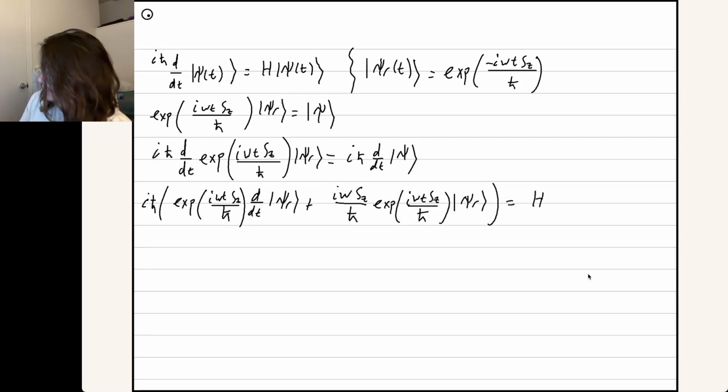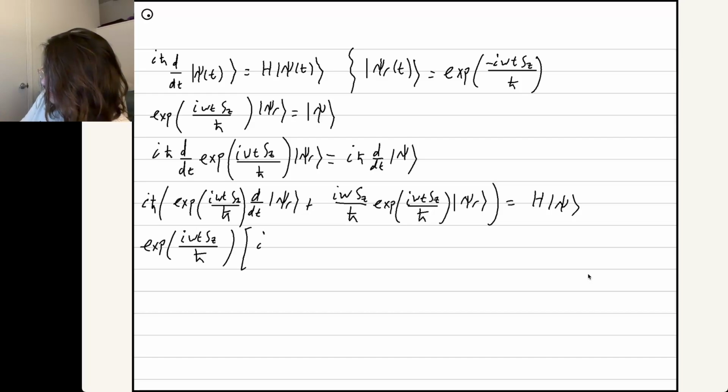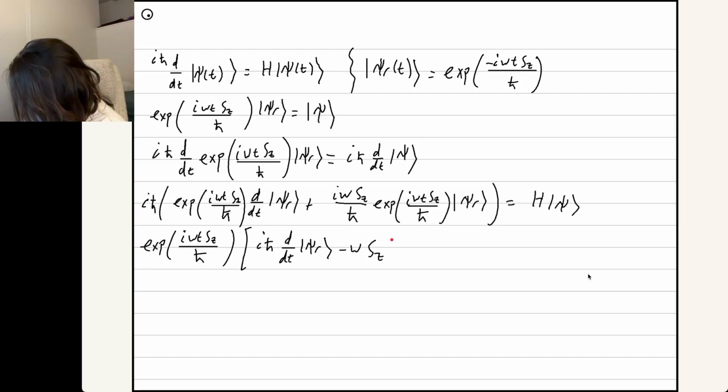And on the right hand side it's the Hamiltonian acting on psi. Now we can factor out the exponent, and we can factor through the i h bar, to get i h bar d dt psi r minus omega Sz psi r.